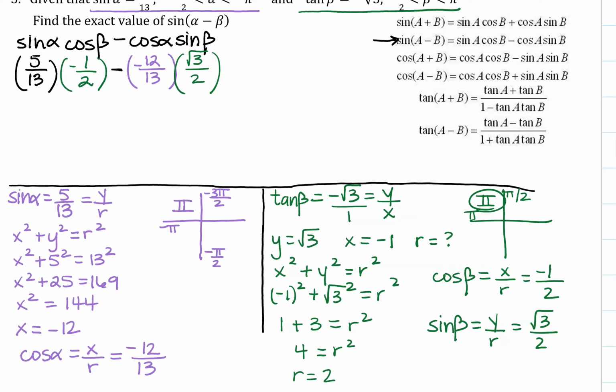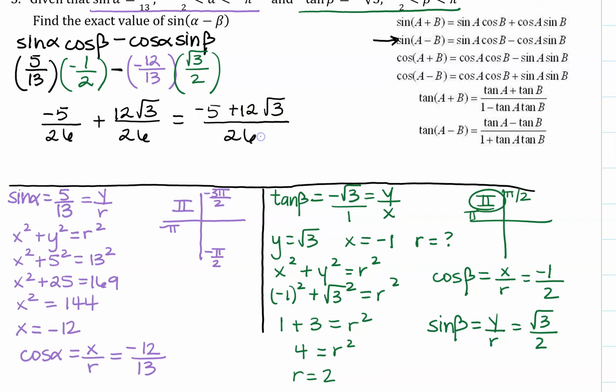We're going to multiply these fractions straight across the top and straight across the bottom. 5 times -1 is -5. 13 times 2 is 26. This will turn into addition since we are subtracting a negative. 12 times √3 is 12√3. And 13 times 2 is 26. And so we are left with -5 plus 12√3 divided by 26 as our final answer.